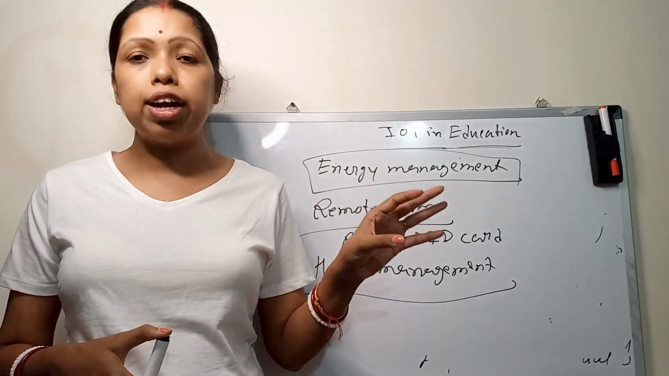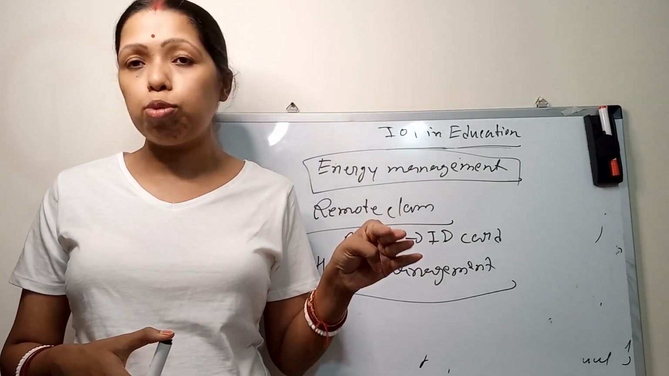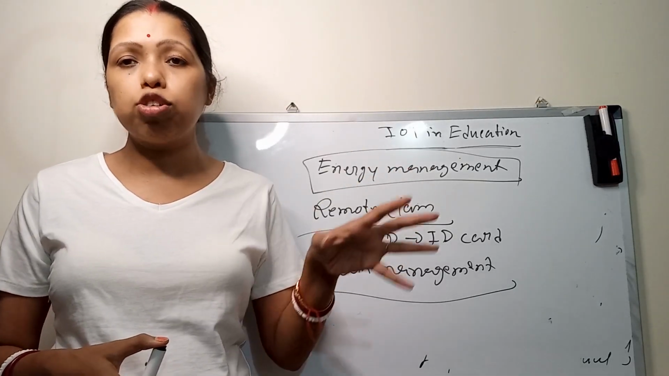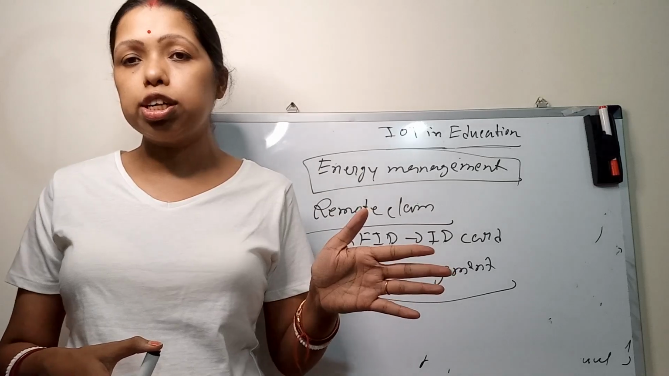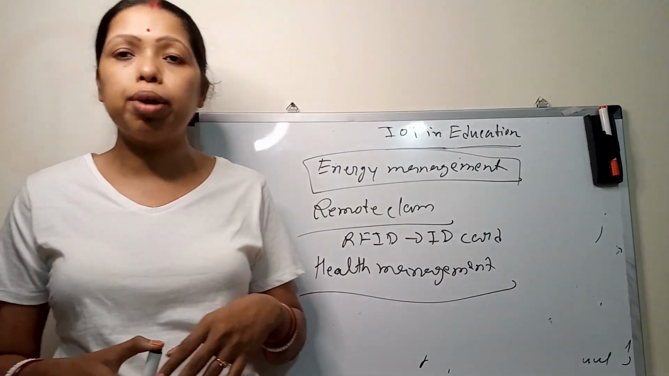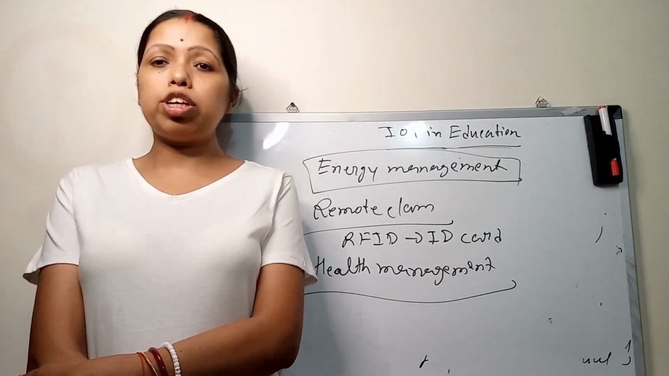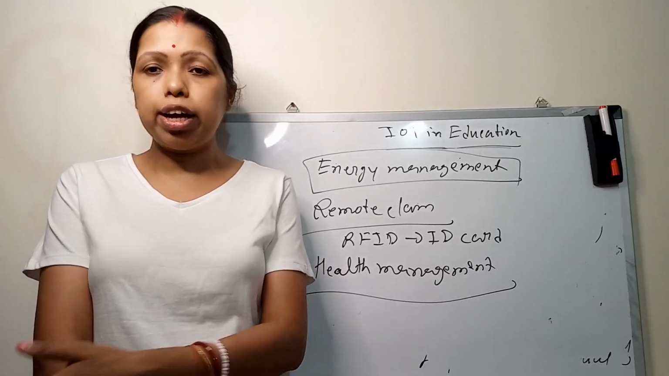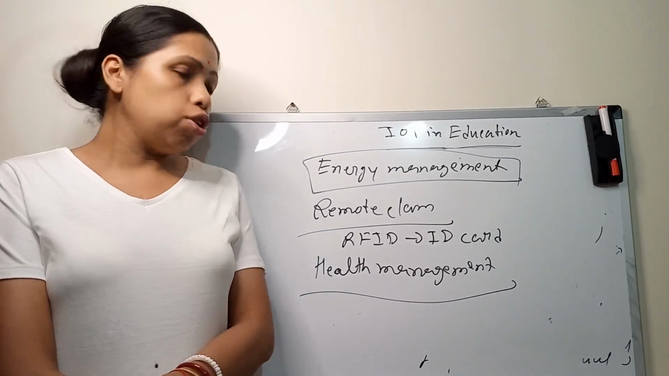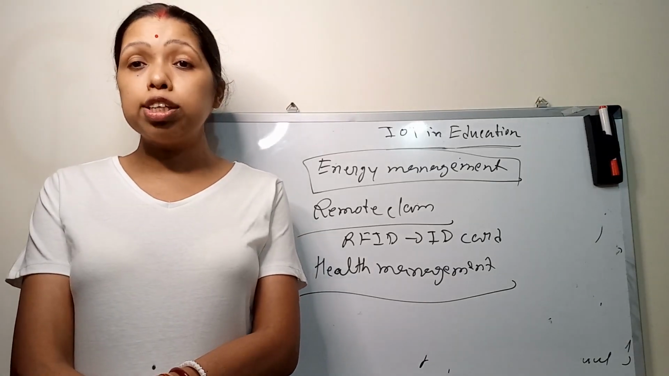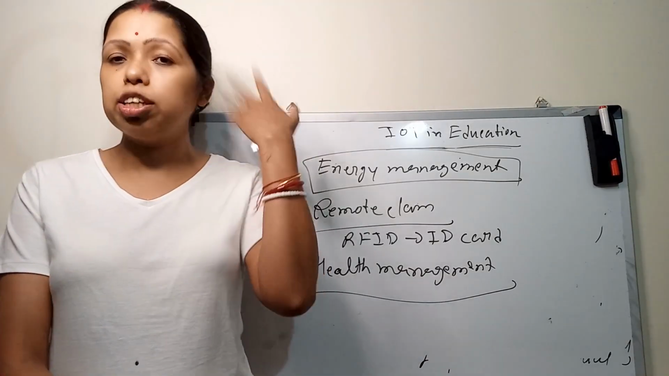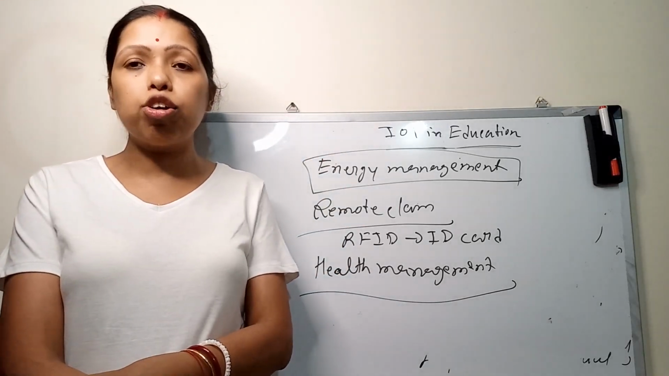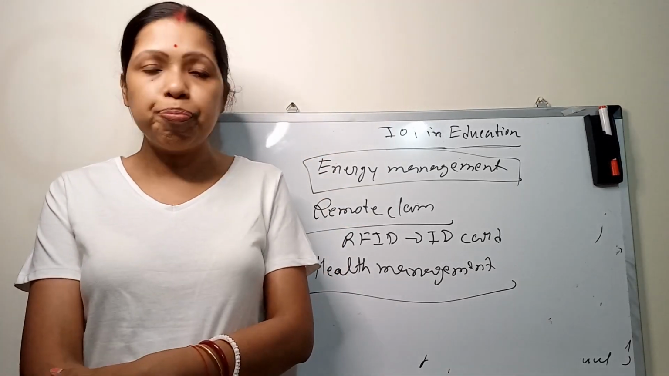Suppose a faculty member has a serious disease or some medical history. They can wear such sensors, and if any emergency occurs, an alert will automatically go to the institute administration and the institute manager. They can then take proper action. This is mainly based on medical history, such as any health allergies, which can be tracked easily.